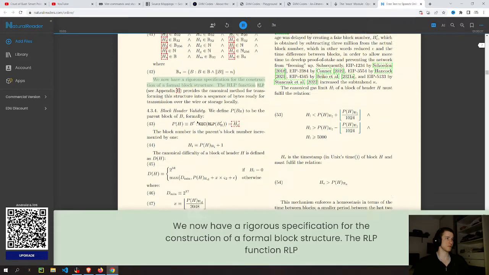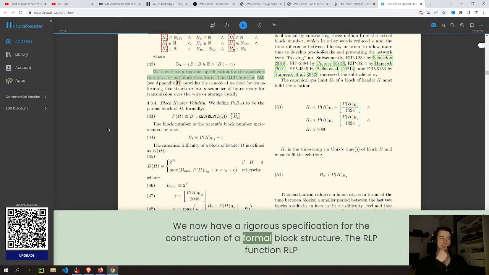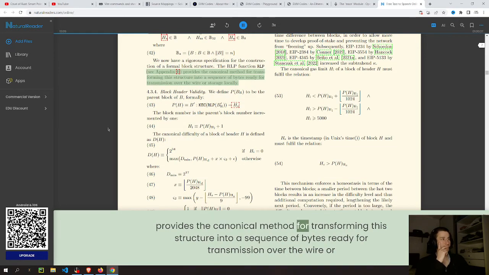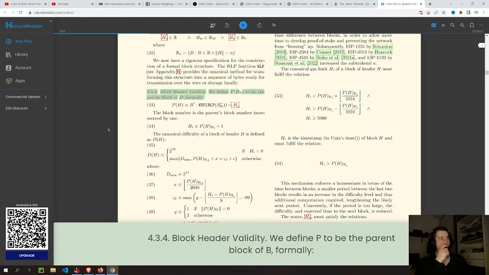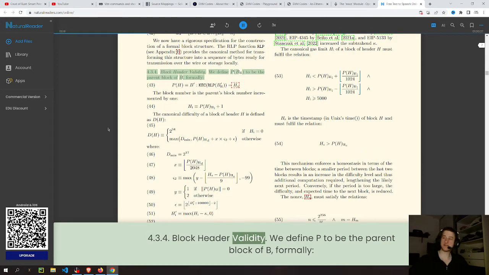HC set membership. We now have a rigorous specification for the construction of a formal block structure. The RLP function provides the canonical method for transforming this structure into a sequence of bytes ready for transmission over the wire or storage locally. 4.3.4 Block header validity. We define P to be the parent block of B, formally.